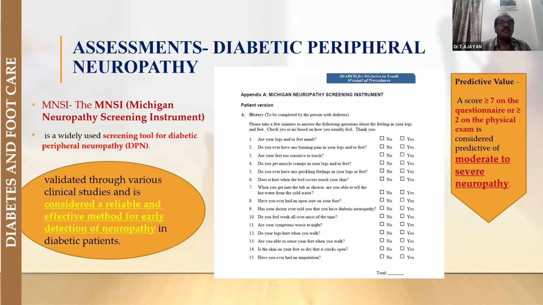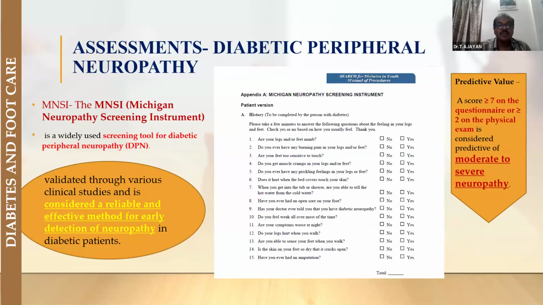There is the Michigan Neuropathy Screening Instrument. That is a predictive value. A score of less than 7 on the questionnaire, and 2 on the physical examination, is considered predictive of moderate to severe neuropathy. These are the questionnaires. The 15 questions are there.